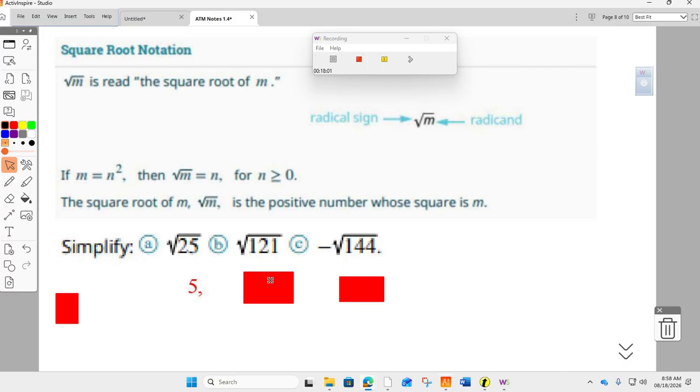Keep in mind that a radical is a grouping symbol as well. So you evaluate what's under the radical first, and then you look at what's happening behind it. The square root of 121, the value that multiplies by itself to get 121 is what? Jewel? 11.